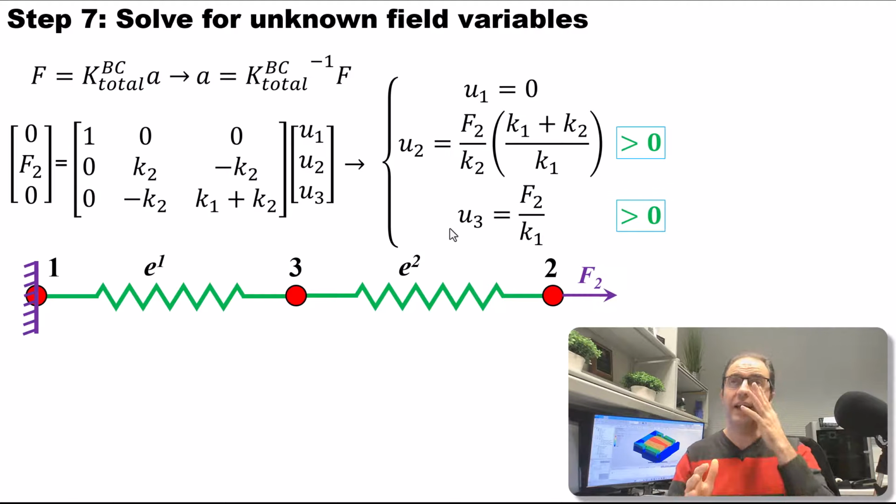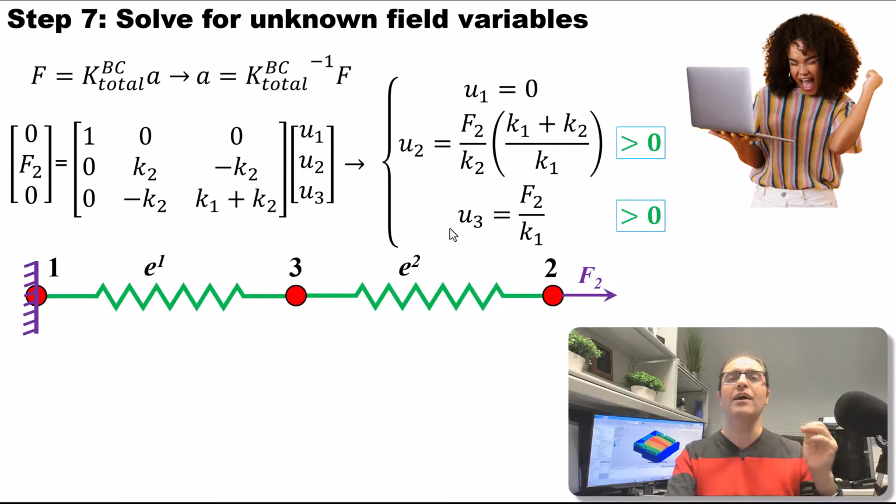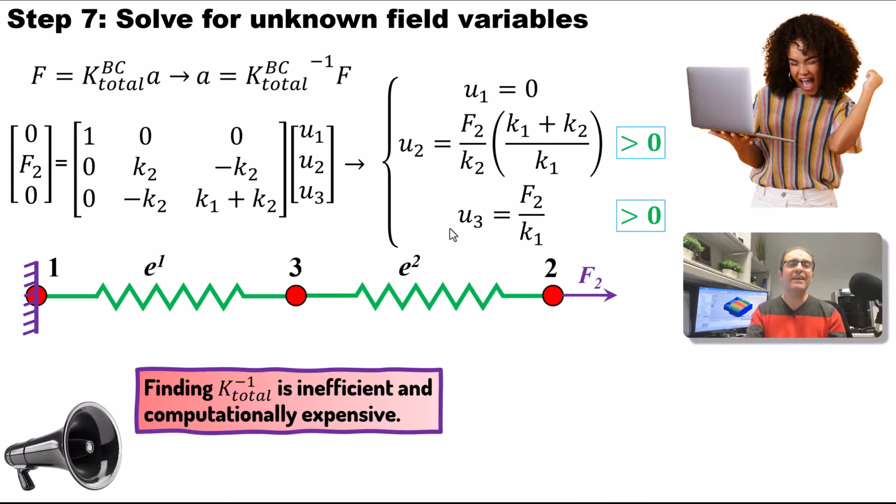Now that we have the results and we have validated them, hopefully we can be happy and go to the next step. But before that, I just want to open a small parenthesis here and talk a little bit about the inverse of the stiffness matrix. Remember that in this small problem, we only had 2 springs, so the stiffness matrix was 3 by 3. However, in complicated models, we might have 1 million degrees of freedom. Then the total stiffness matrix will be 1 million by 1 million. It turns out that finding the inverse of this stiffness matrix is extremely inefficient and computationally expensive.